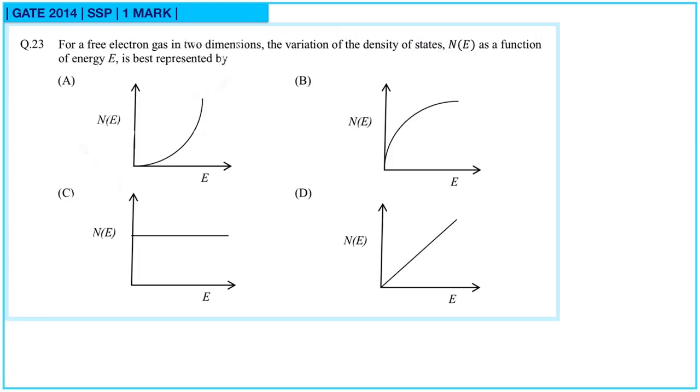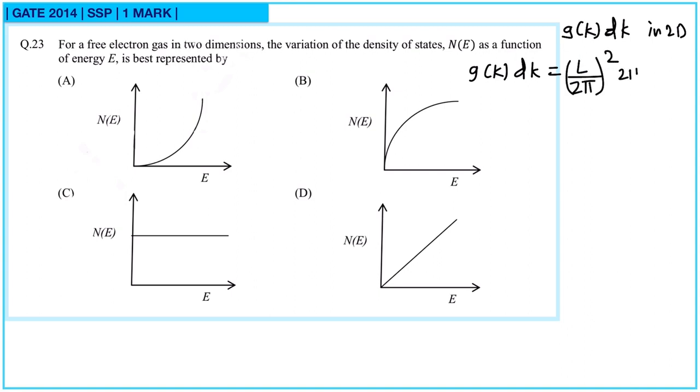Next question. For a free electron gas in 2 dimensions, the variation of density of states as a function of energy is best described by. Now, density of states G(E)dE, first we will consider this in 2D. So G(k)dk in 2D is like this, (L/2π)² into 2πk dk. Let us convert this into G(E)dE.